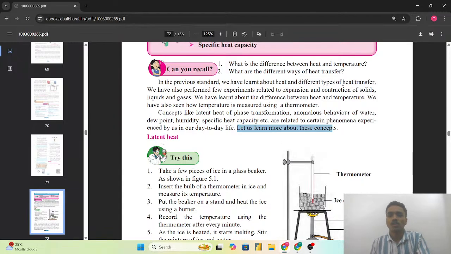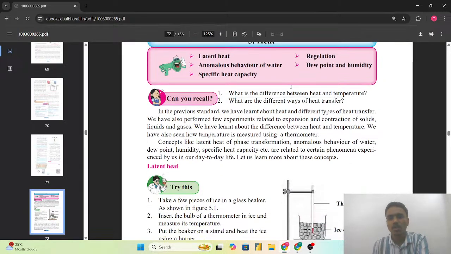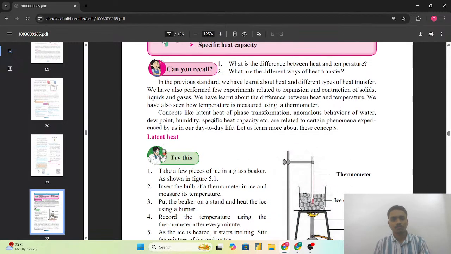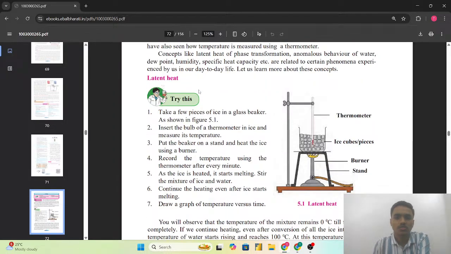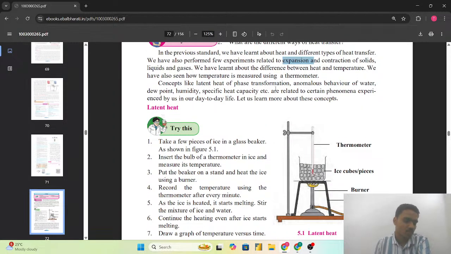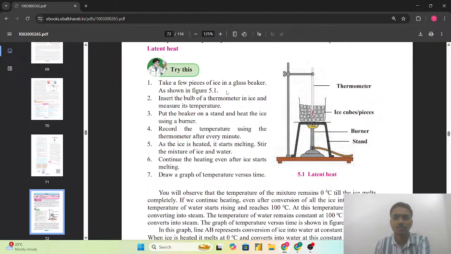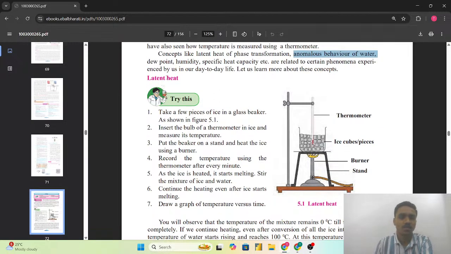As we have studied the various heat transfer methods, conduction, convection, and radiation, in class 8 regarding this chapter of heat, and also the expansion and contraction of solids, liquids, and gases in class 9, now in this chapter we are going to study the phase transformation of heat. Again, anomalous behavior of water, dew point, humidity, specific heat capacity, and many more topics. From that, the first topic is latent heat.